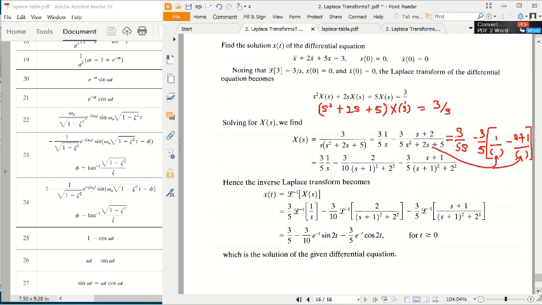Later on in time domain analysis, you're going to use this to calculate the response of the system, which is covered in more detail later on with Dr. Hanafi.